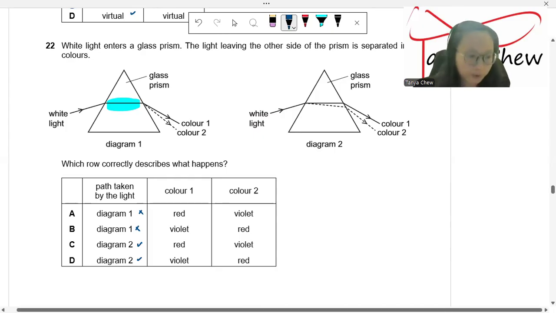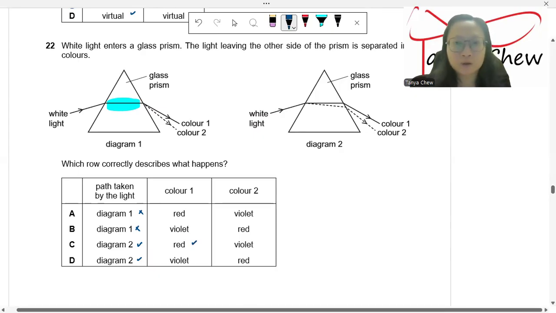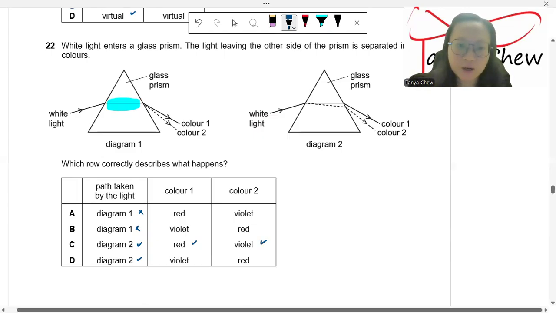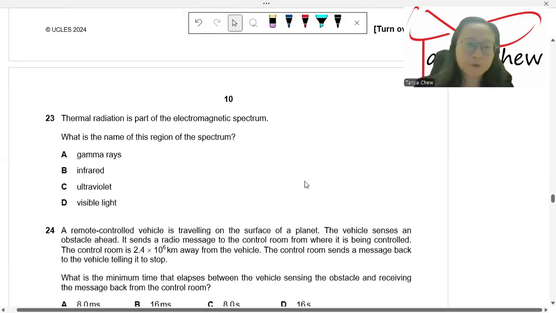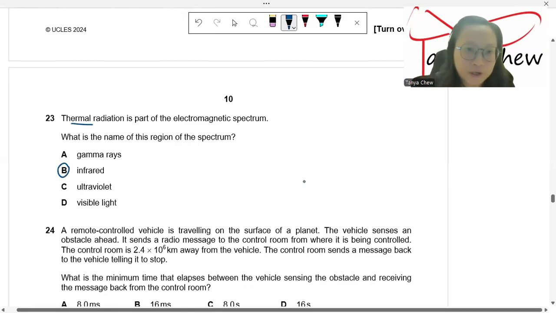And color number 1, remember, it has to be red, right? Why red? Because red has the longest wavelength, so it will travel more before being refracted. And color number 2 is violet. C is the answer. Now, question number 23. Thermal radiation is part of the electromagnetic spectrum. What is the name of this region of the spectrum? The thermal radiation is called infrared.